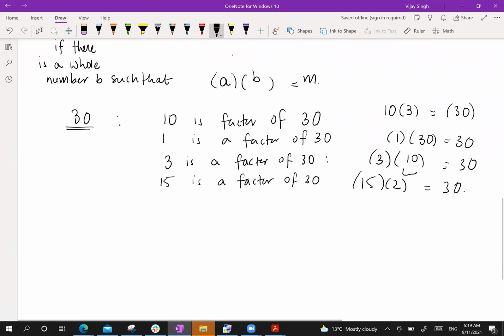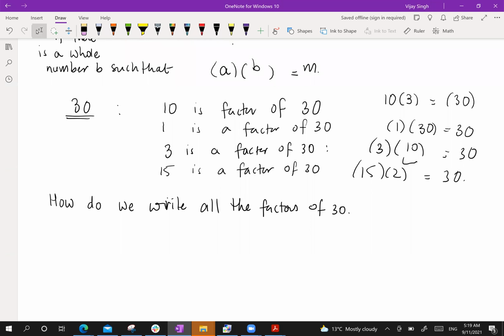Okay. So now, question: how do I write down all the factors? We write all the factors of 30, right? We want to make sure that we get all the factors of 30. We'll see the usefulness of it later.